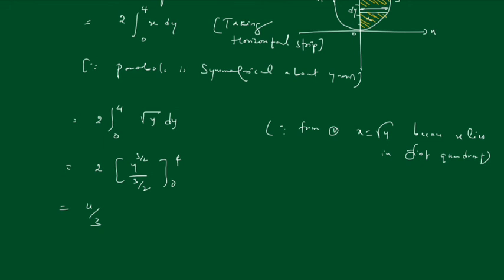Now apply the limit: 4 to the power of 3 by 2 minus 0. So 4 by 3 as it is, and 4 to the power of 3 by 2 can be written as 8, because it is the cube of the square root, so 4 by 3 times 8, which is 32 by 3 square units.